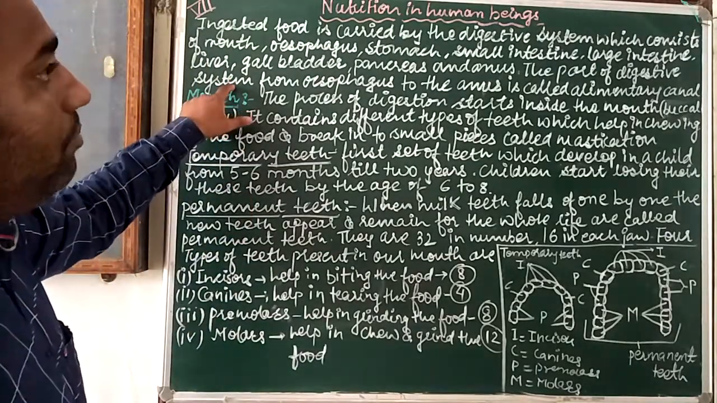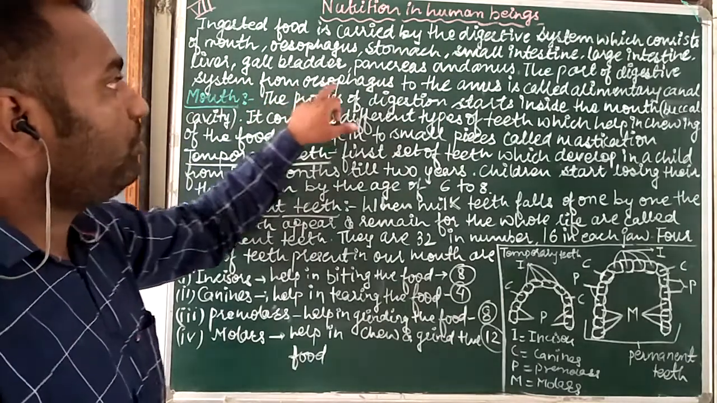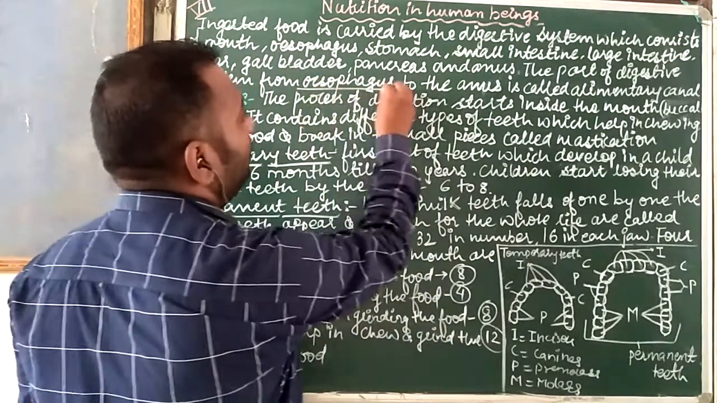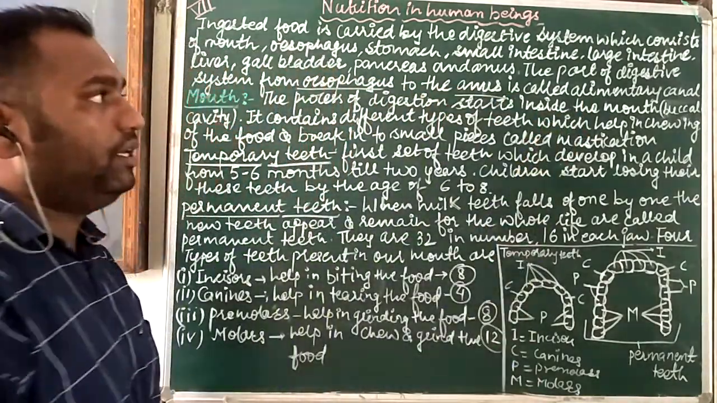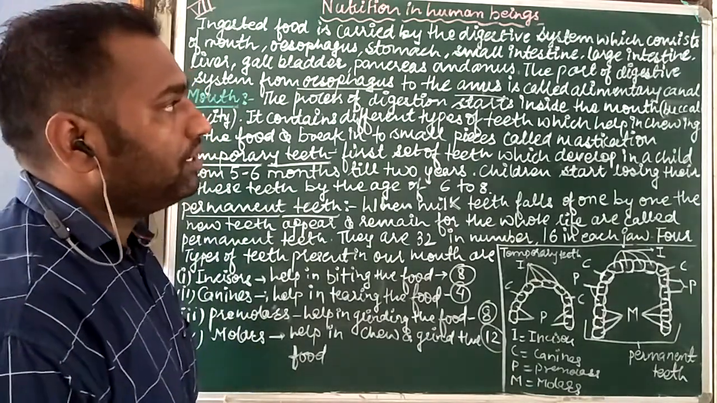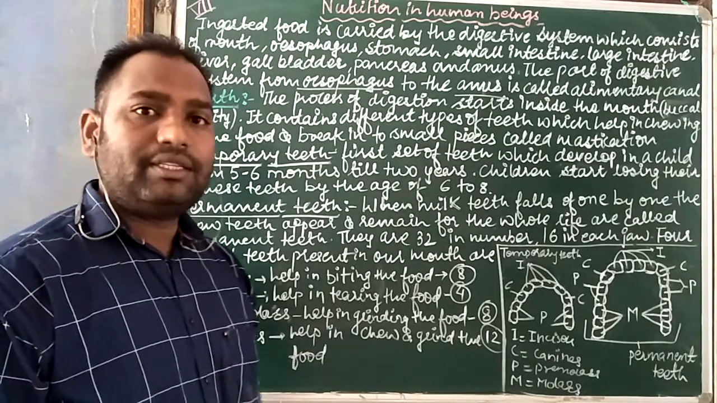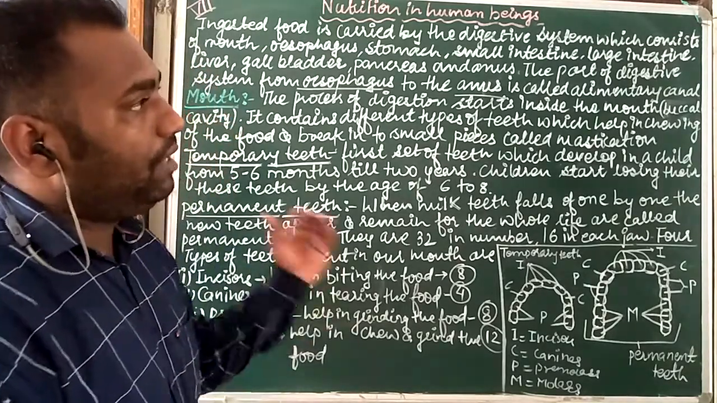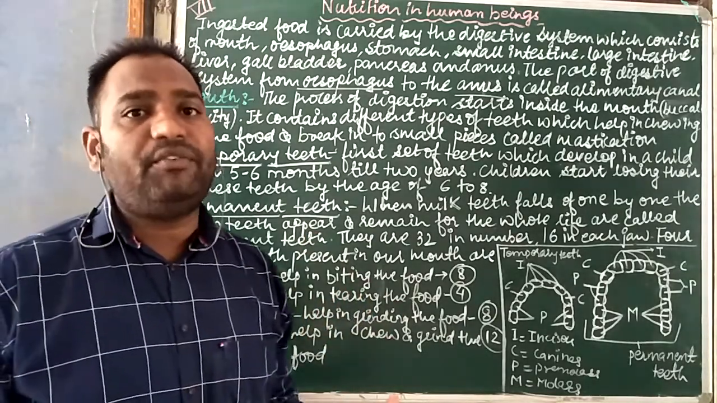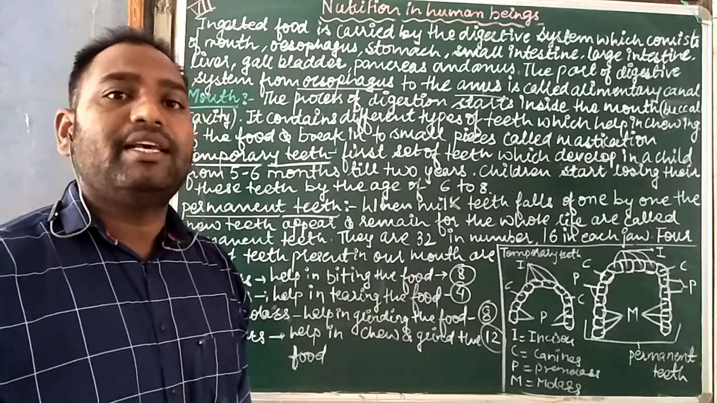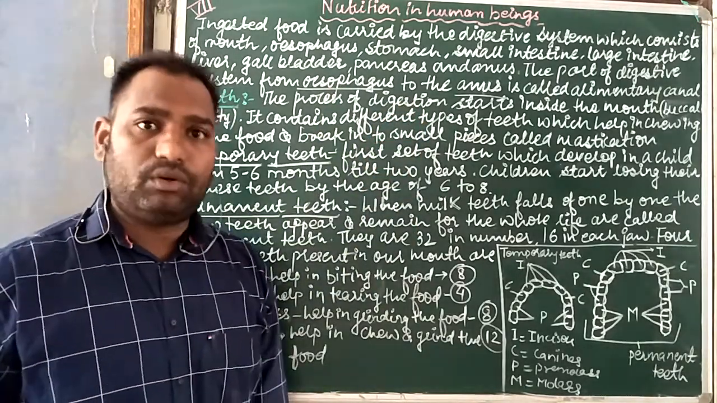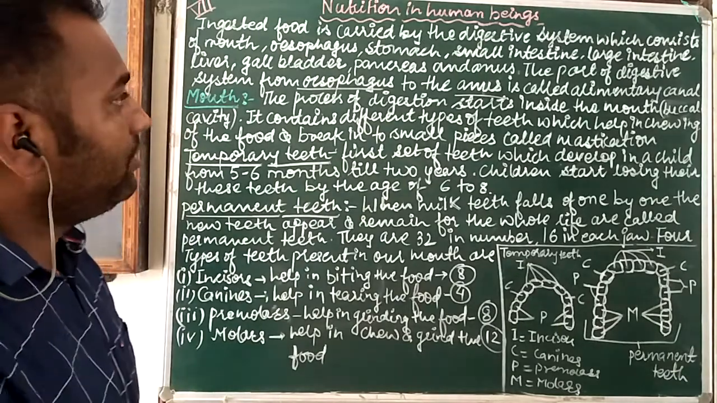Then the part of the digestive system from the esophagus, the food pipe, to the anus, from start to last, is known as the alimentary canal. In human beings it is up to 9 meters long. This is the average alimentary canal of human beings, and in this 9 meters, 6.5 meters is the small intestine. So the total from esophagus to anus is known as the alimentary canal.